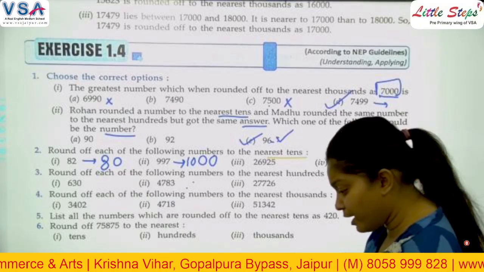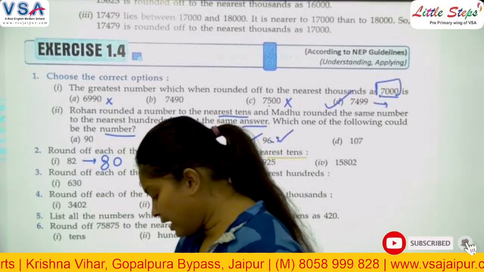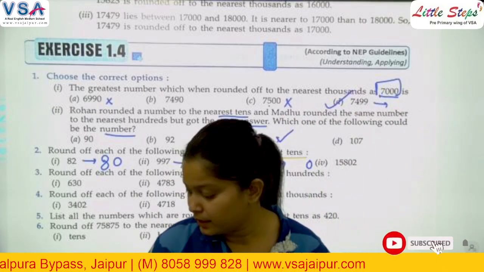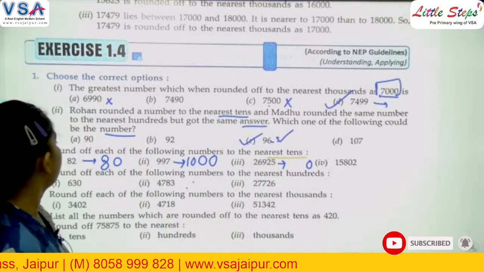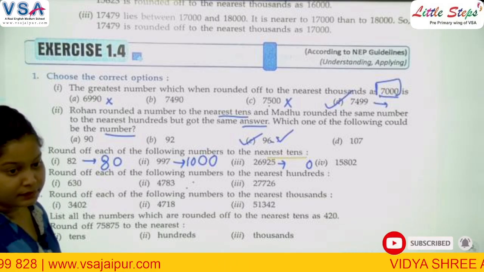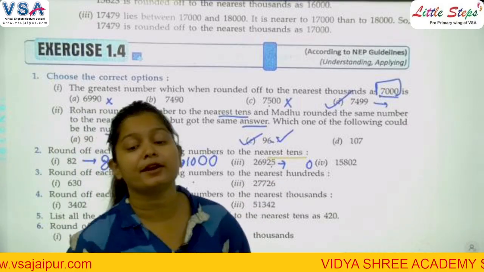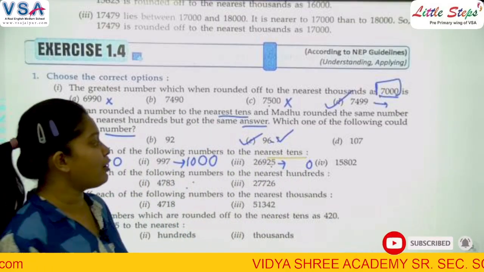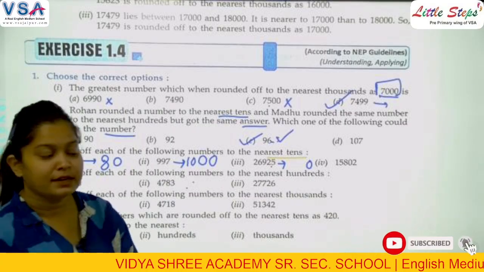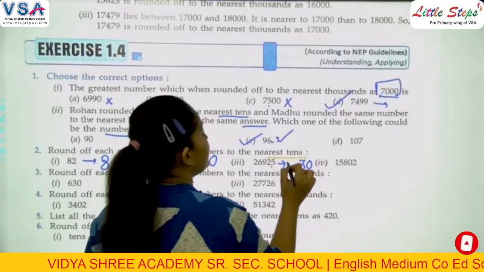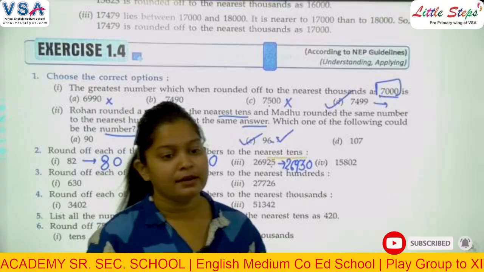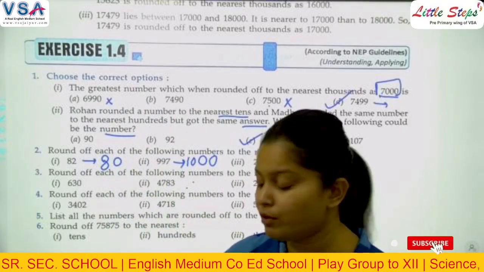In the third part, what do we have? 26,925. 26,925 is the third part of question number 2. Now tell me, from which place do we have to round off? Of course, the number is 5. Is the 5 greater or smaller? Greater. So, what do we have to round off? 25. 25 is nearest to? Yes, Janvi, good. 30. So, we have 26,930. It is clear to each and everyone how I am doing this.